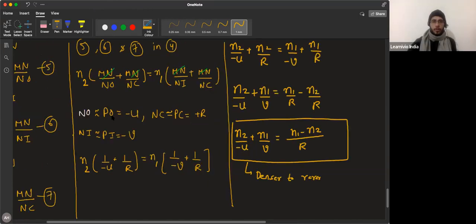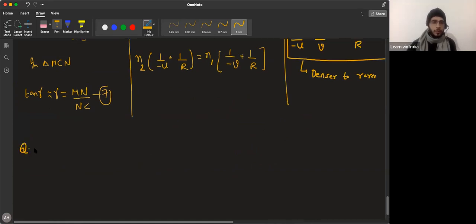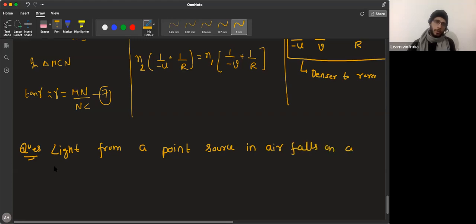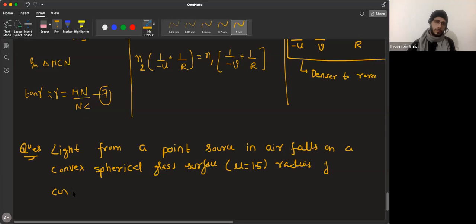Okay, let's start some numericals now. So the first question on this concept is: light from a point source in air falls on a convex spherical glass surface having refractive index equal to 1.5. Radius of curvature is 20 centimeter.